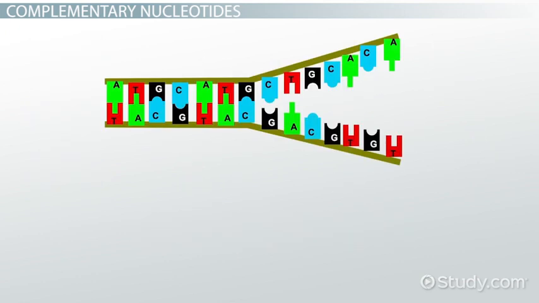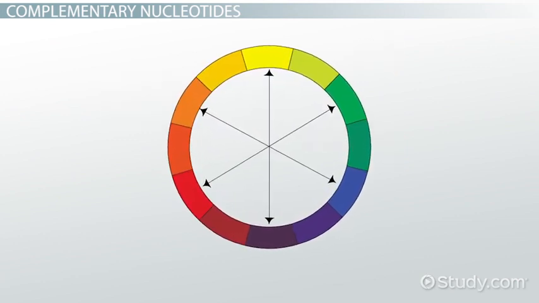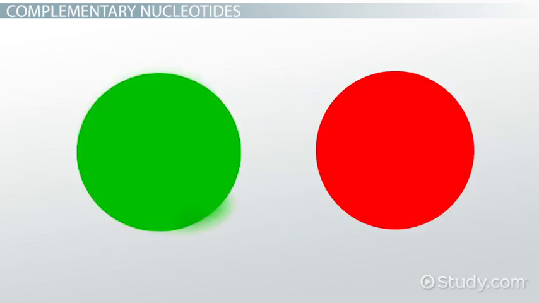Each nucleotide within DNA and RNA has a complementary nucleotide that it can pair with. This is somewhat similar to the idea of complementary colors that work well together. Blue always complements orange, just as green works well with red.